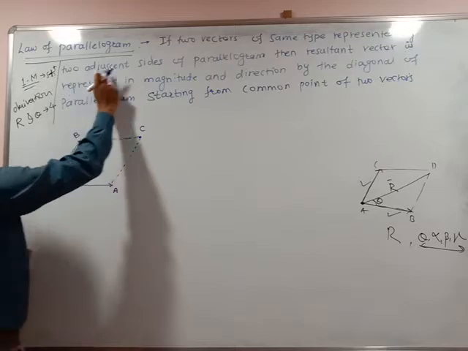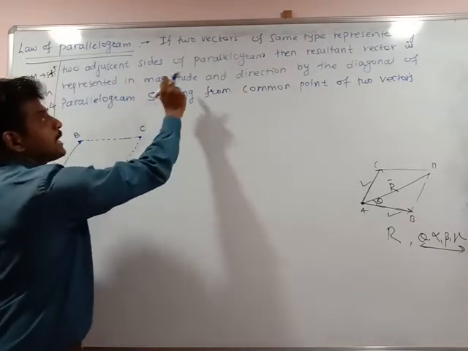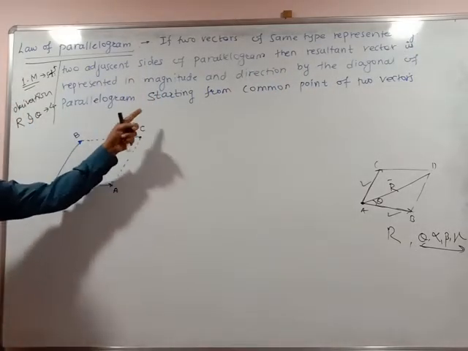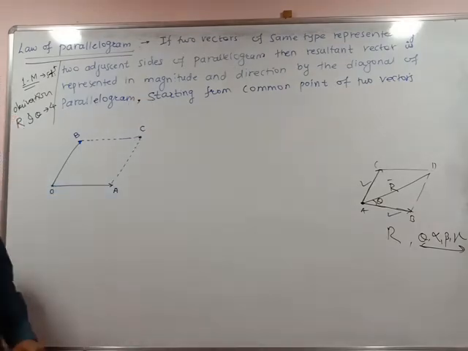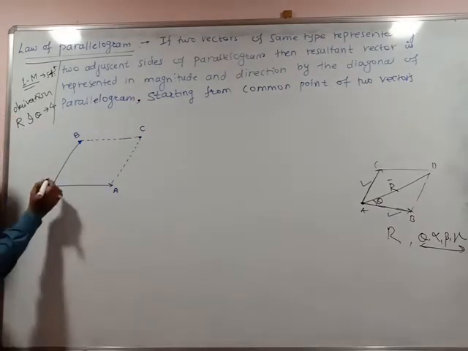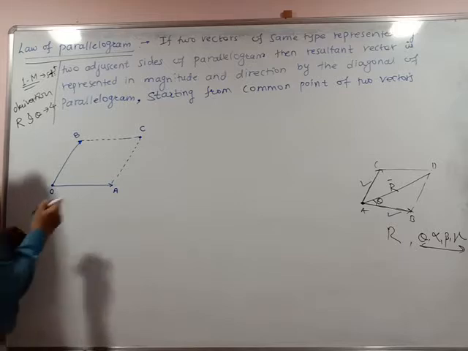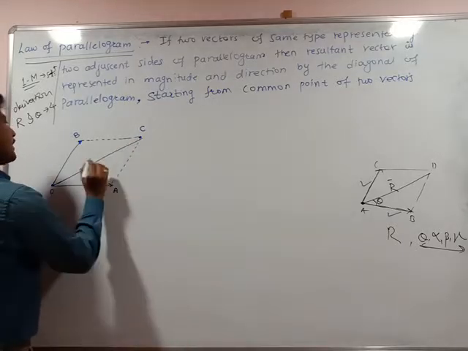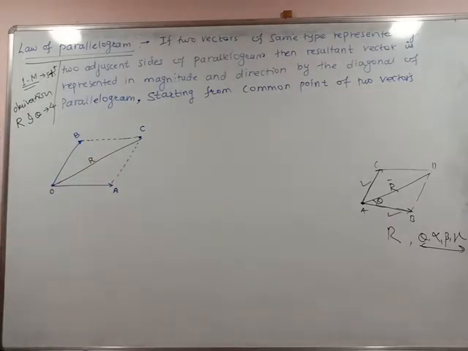Okay? Adjacent sides of the parallelogram, then resultant vector is represented in magnitude and direction by the diagonal of the parallelogram, starting from the common point of two vectors. म्हणजे resultant vector इथून start झालं पाहिजे. The resultant vector should start from this point. So I can draw this resultant vector. Okay, this is the resultant vector. ठीक है?